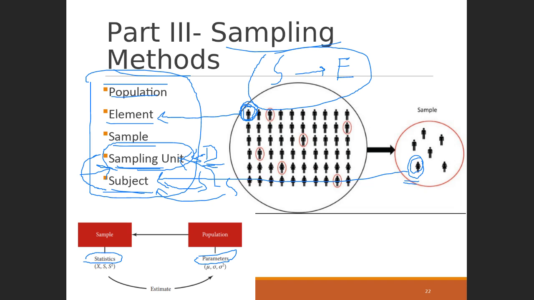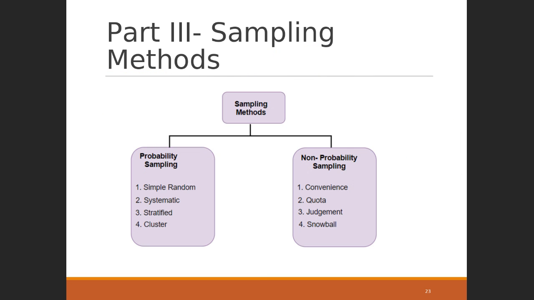Our main goal is that the mean of the sample is closer to the mean of the population, the standard deviation of the sample is closer to the standard deviation of the population, and the variance in the sample is closer to the variance of the population. So this is our main goal. So how can we ensure that our sample is representative of our population? This is what we will discuss in our sampling methods.